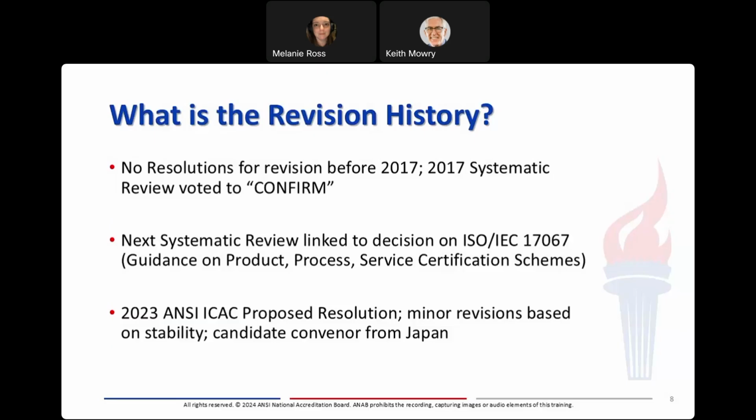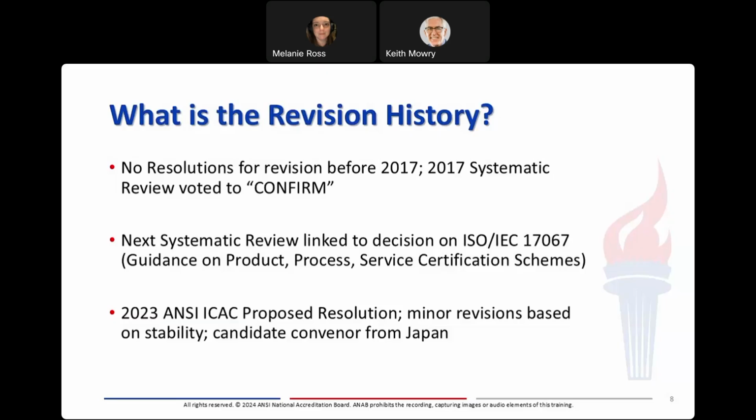Now, 17065 is published in 2012, and subject to the ISO IEC directives, it undergoes a periodic review. Specifically, per the directives, if a standard is not revised for 5 years, then it's required that it undergo a systematic review ballot. So between 2012 and 2017, there were no proposals and no resolutions for the revision of ISO IEC 17065, and so, per the directives, a systematic review ballot was issued. And at that time, the ISO CASCO member bodies, the individual countries that are participating members in CASCO, voted to confirm 17065, which simply means continue to publish it. We're not going to open it up and revise it. So at that point, the next systematic review would be set for 2023.